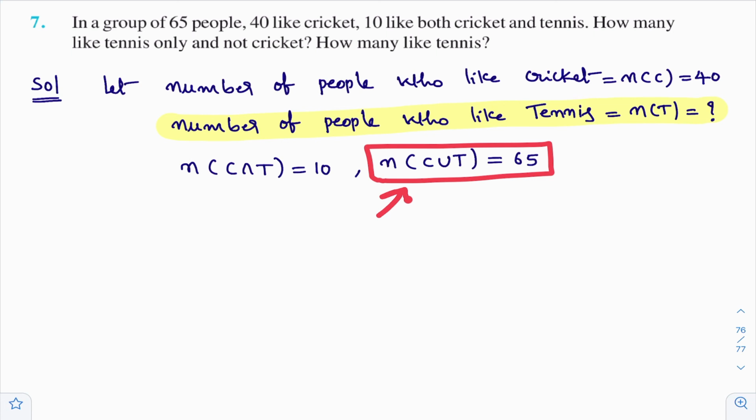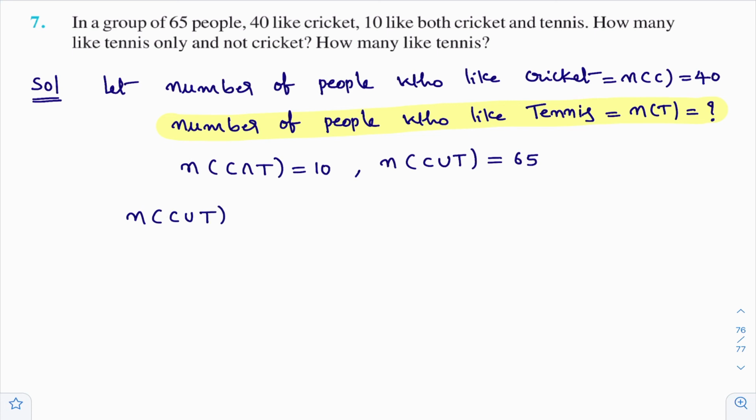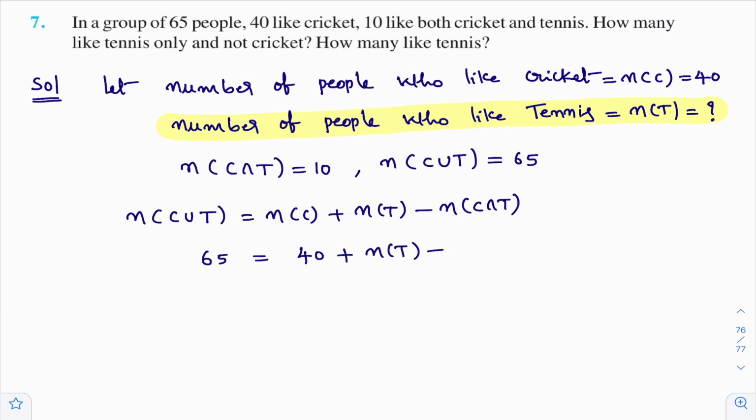Okay. So now you can observe here, now 3 things are there. 1, 2, 3. We need to calculate the 4th one. So I'll just go with the n of C union T formula only. n of C union T formula is what? n of C plus n of T minus n of C intersection T. n of C union T is given as 65, n of C is given as 40, n of T we need to calculate, minus n of C intersection T is given as 10.